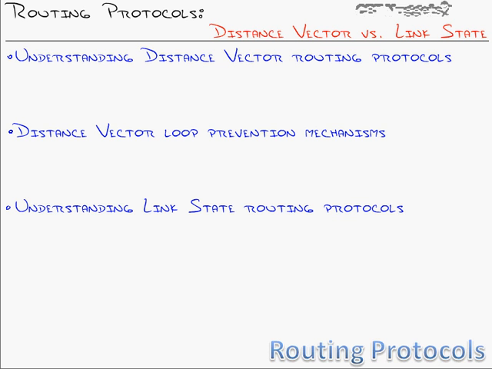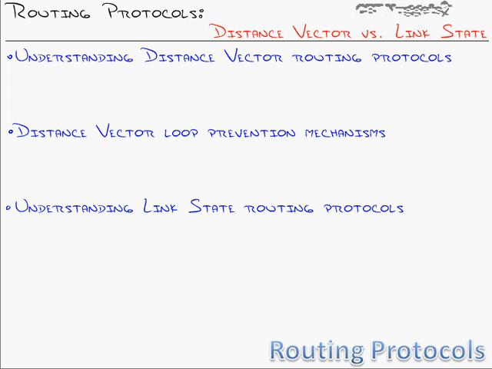But before we begin, we need to understand some foundation concepts and hit a little review from ICND1 as we discuss distance vector versus link state routing protocols. This is a big class difference of routing protocols. Distance vector was what we saw in ICND1, and now we're going to move into link state in ICND2.